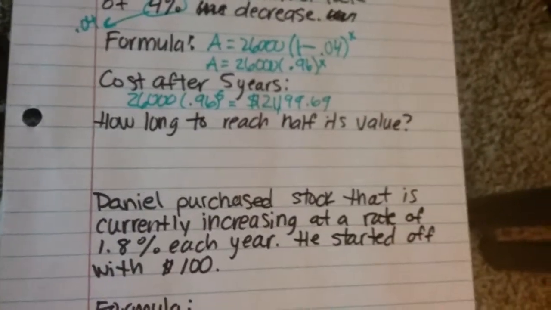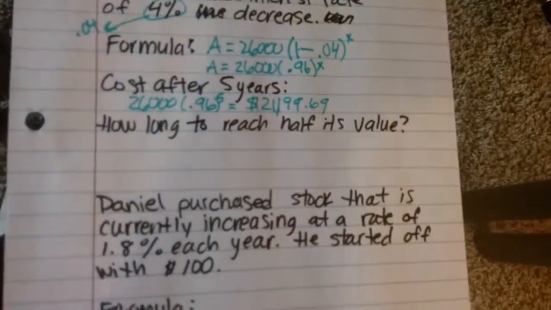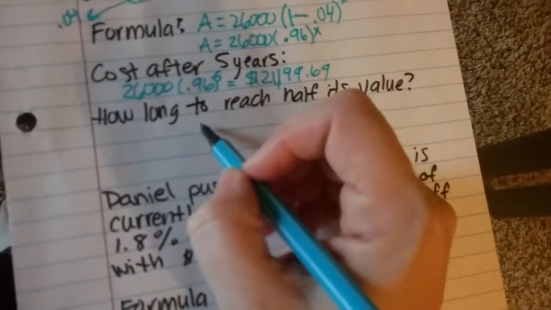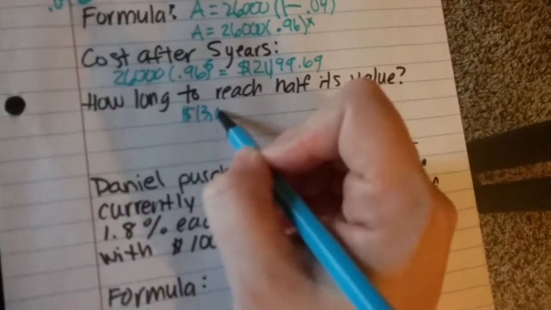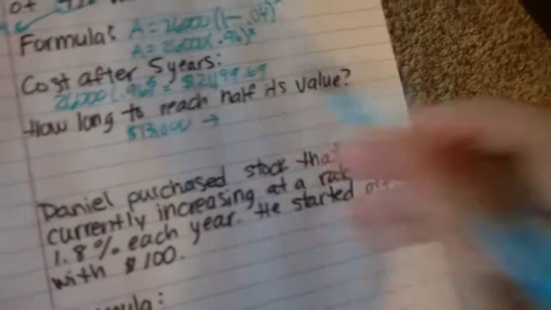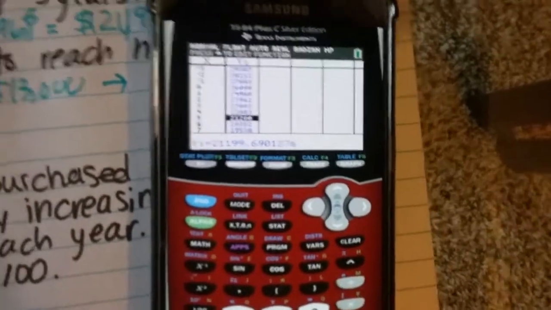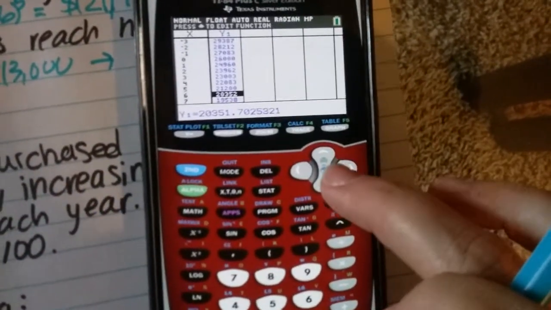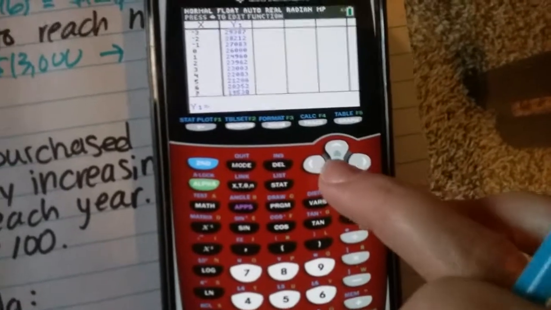All right, our next question is how long is it going to take to reach half of its value? So half of 26,000 is $13,000. We're looking for about $13,000. I'm going to use my table for right now. When you come back, I'm going to show you how to use the graph. But right here, I'm looking, where is it going to be $13,000? So I'm going to go down my Y's.